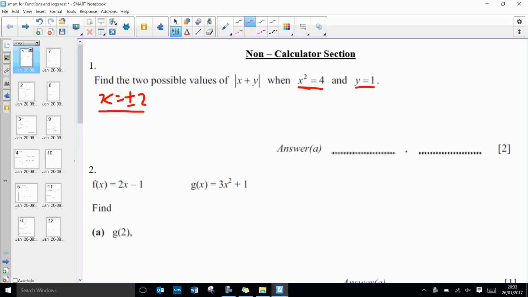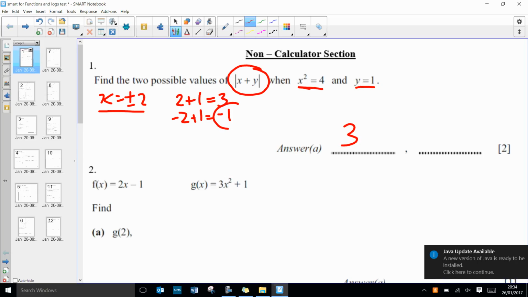So we take both of those two separate options. We say 2 plus 1 is 3, and negative 2 plus 1 is negative 1. However, it's the modulus of this expression. So therefore my two answers are 3 and positive 1.